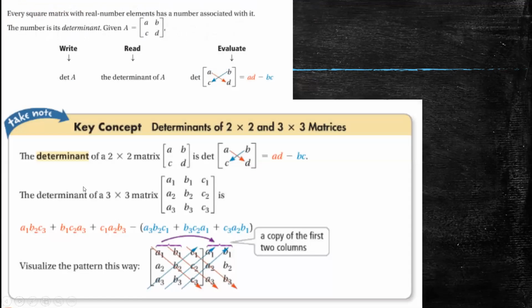And we learned how we can find the determinant. The determinant exists only for the square matrix. There's no determinant for a 3 by 2 or 4 by 7 matrix. The determinant only for the square matrix, for 2 by 2 and for 3 by 3.